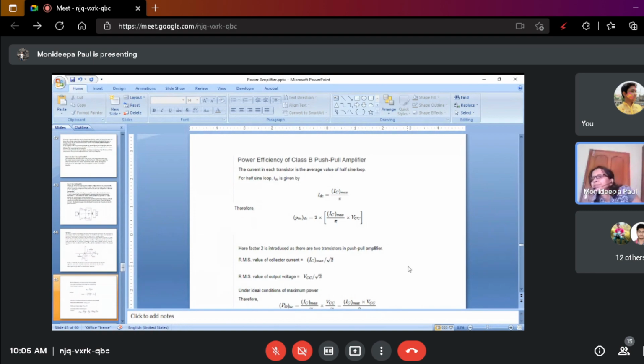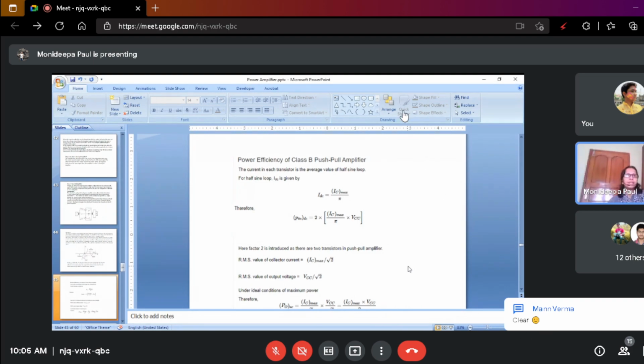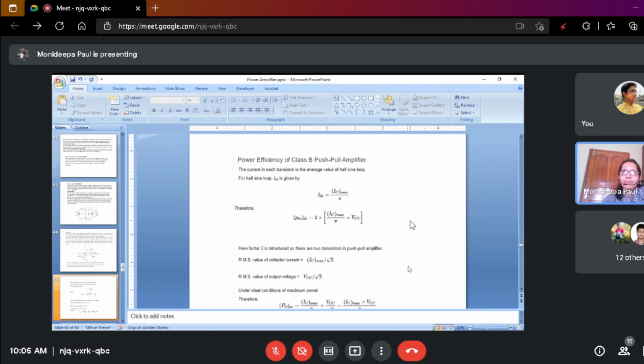Efficiency means output by input. So here we find out the output power, then we find out the input power. If we find out the output power and input power, then we can easily find out the efficiency. What is power? Power is voltage into current. So input is DC, output is AC in case of an amplifier. So when we find out the AC, that means we find out the RMS value of the AC quantities, that is voltage and current.